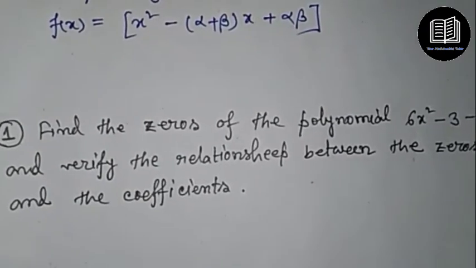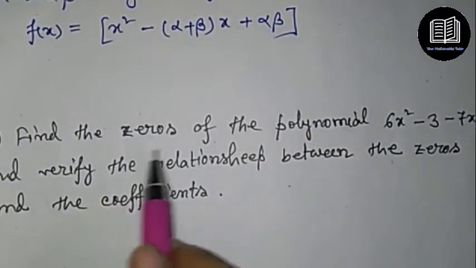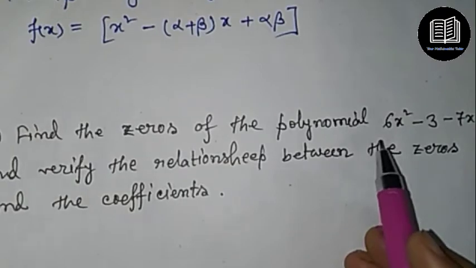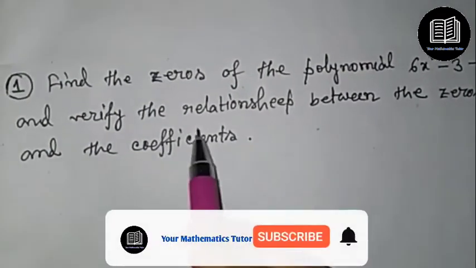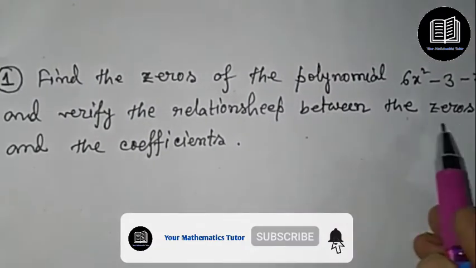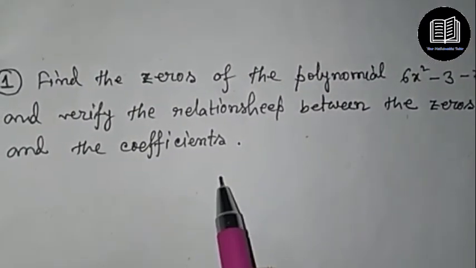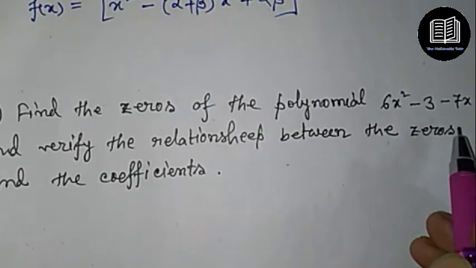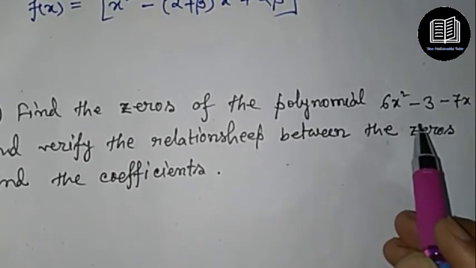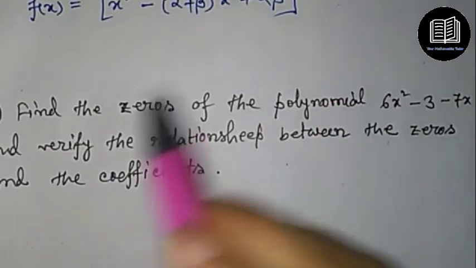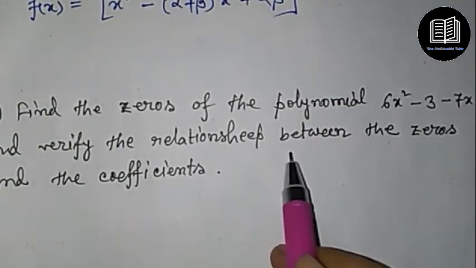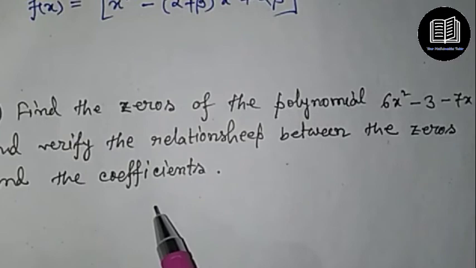Problem number 1. Find the zeros of the polynomial 6x² − 3 − 7x and verify the relationship between the zeros and the coefficients. So there is a polynomial. What we have to do? First we have to find the zeros of this polynomial. Then we have to verify the relation between the zeros and the coefficients.